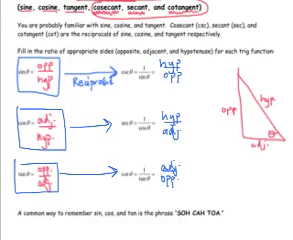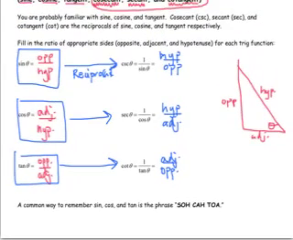How I remember which ones go with which is I say everybody has a co. So sine needs a cosecant. Cosine is a co, so he just needs his friend secant. And then tangent needs a cotangent. Alright, let's go to the next page.